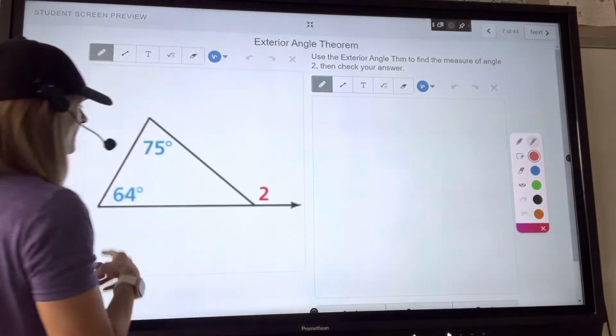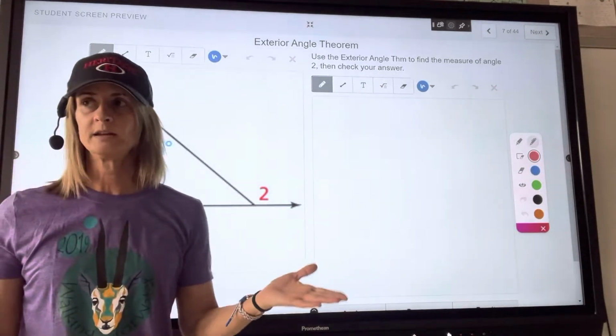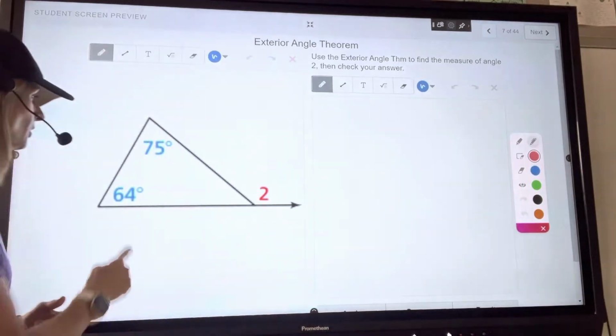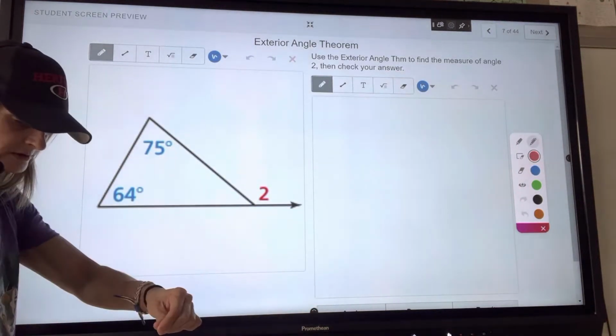We know that the sum of all 3 interior angles in any triangle adds up to 180, right? We're given 2. What's the missing one? You guys have calculators. What is it?